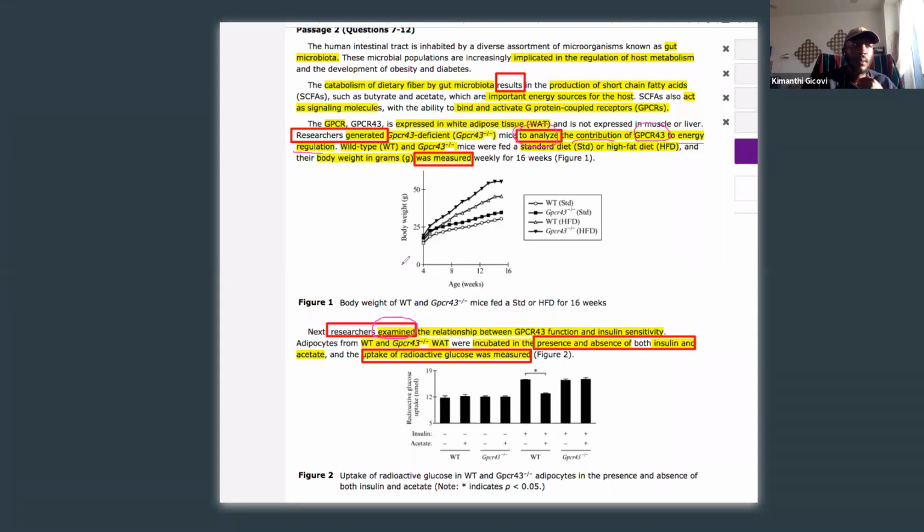So again, the word to analyze literally took us to where the passage told us what the objective was. As I mentioned to Fahim, there's only one dependent variable, the body weight. If we'd come in and looked at this passage, we would have known that the body weight is the outcome of interest. This passage is about the regulation of metabolism, and everything in between just fills in the picture for us.